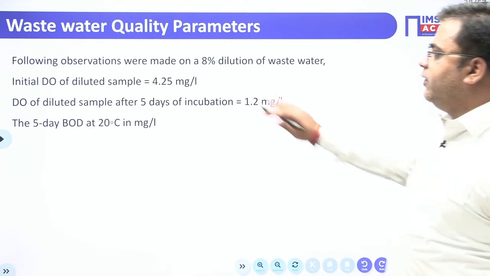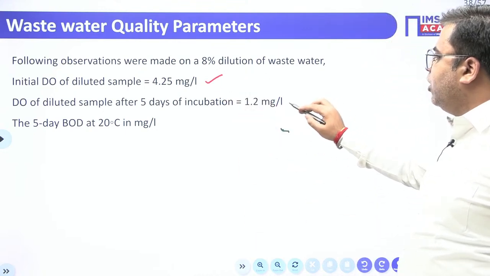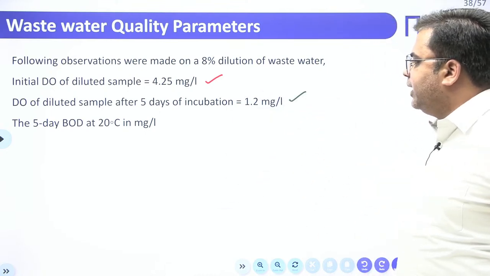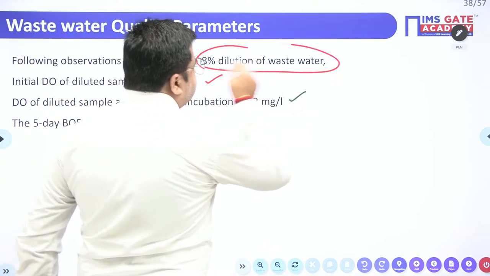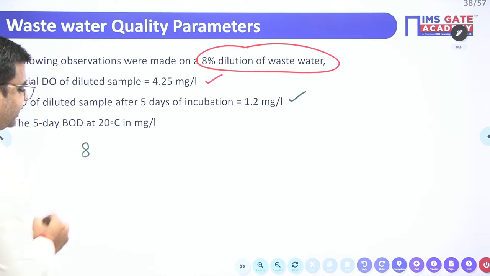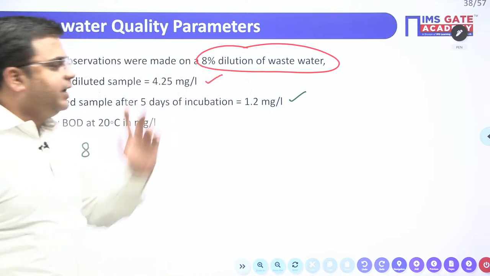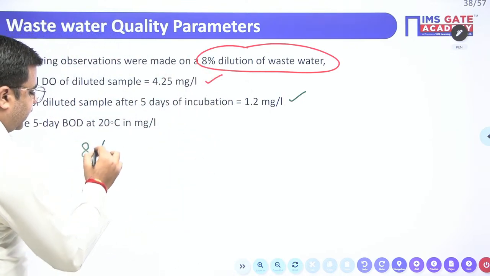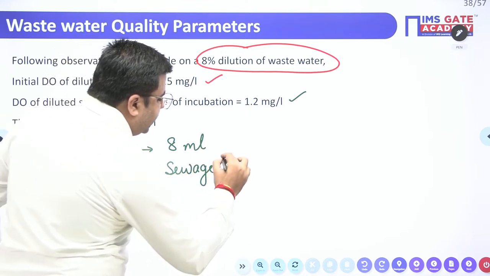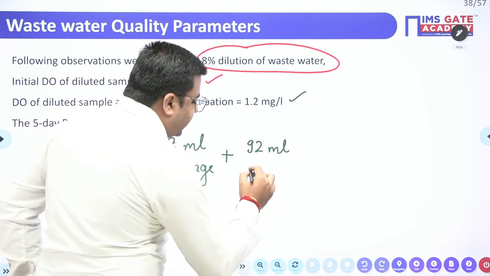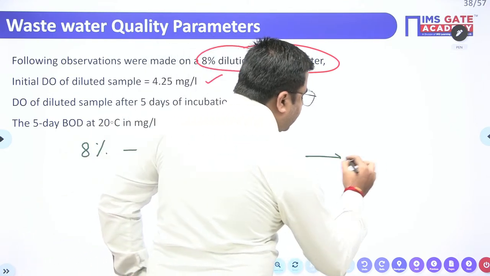Next, the following observations are made on an 8% dilution of wastewater. Initial DO of the diluted sample is 4.5 milligram per liter. DO of the sample after 5 days of incubation is 1.5 milligram per liter. You have to calculate the 5-day BOD at 20 degrees Celsius. First, understand 8% dilution in the manner I am telling you, and you will never face confusion. 8% dilution means 8 ml of sewage is mixed with 92 ml of aerated water to give 100 ml of the diluted sample.